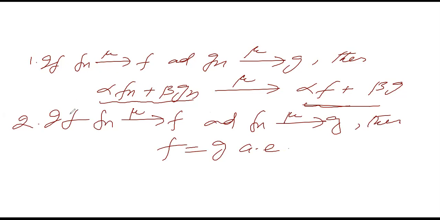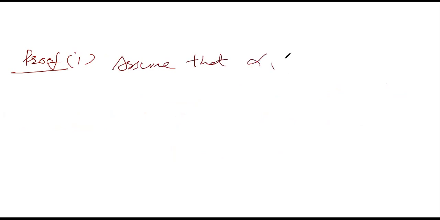We have to prove these two properties actually. So let's prove this first part. So let's assume that alpha and beta are not equal to zero, because if they are zero, then we have nothing to prove actually. If one of them is equal to zero, then at that time we have to choose a single sequence actually. So that means we can assume that these are non-zero numbers actually.